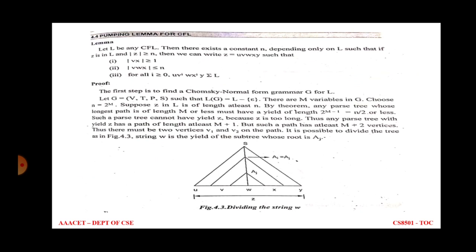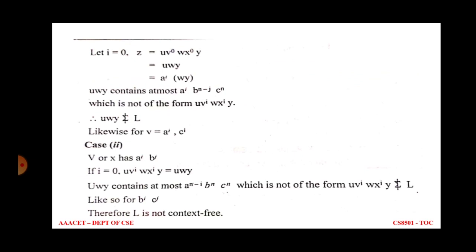u v^i w x^i y. Substitute 0 for the i value: u v^0 w x^0 y. Anything to the power 0 is equal to 1, so we get u w y. So u w y contains at most a^i, b^(n-j), c^n, which is not in the form of the particular language, so it does not belong to the given language. So we proved the given language is not context free for case 1.